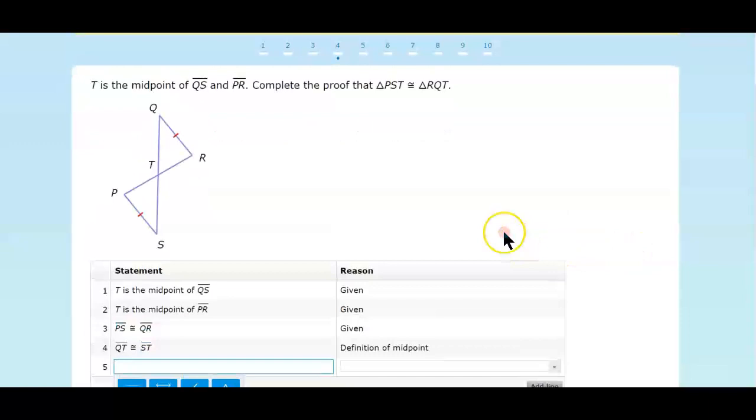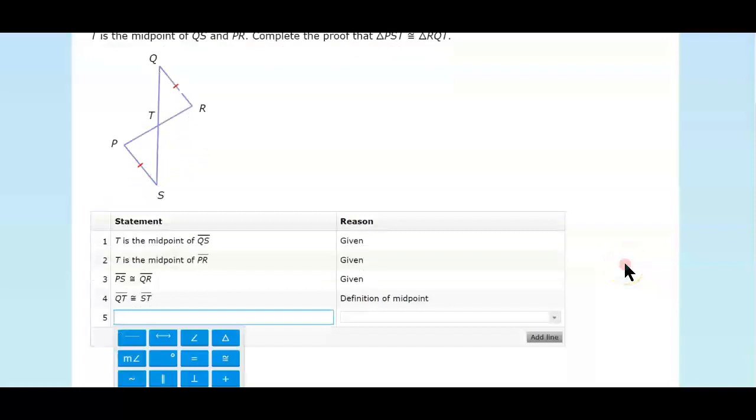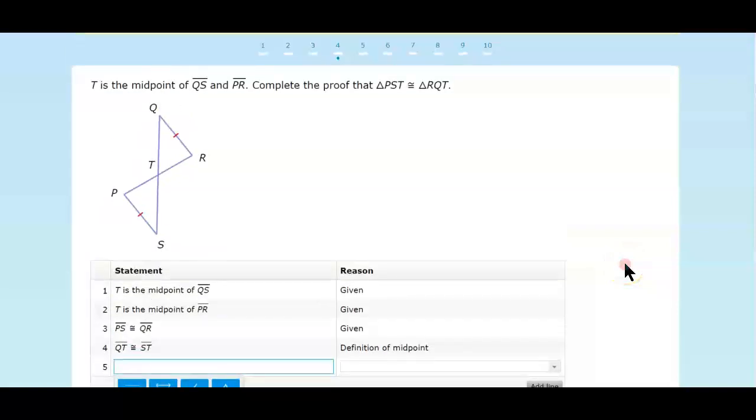All right, number 4. We're going to do just 1 through 5. T is the midpoint of QS and PR. Complete the proof. All right, so we have given, we have given, because it is marked already on the diagram. PS is congruent to QR. We have QT is congruent to ST.